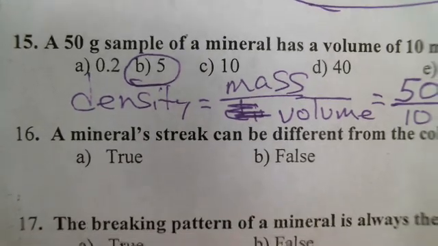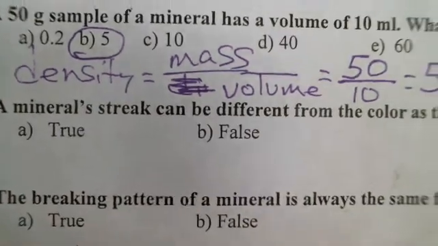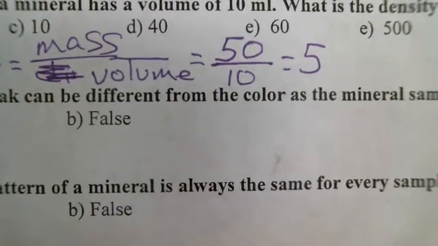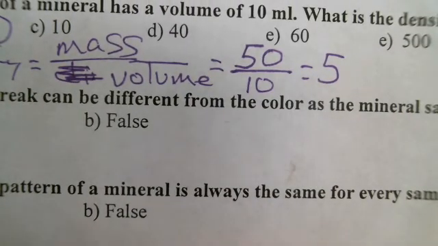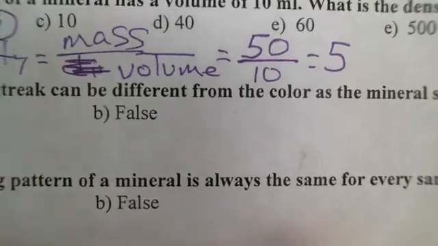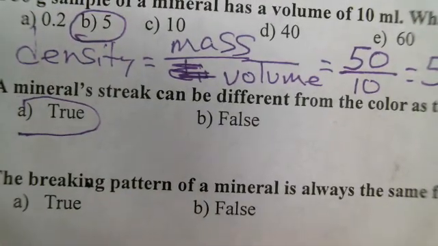Number 16, true or false? A mineral streak can be different from the color of the whole sample. And that is true. We saw the green fluorite had a streak of white. The bronze pyrite had a black streak.